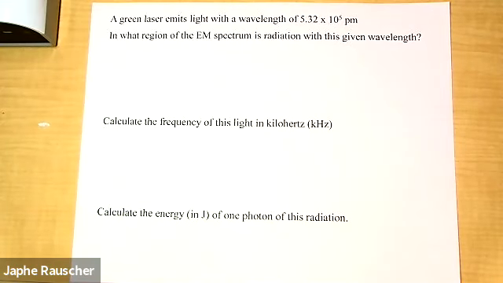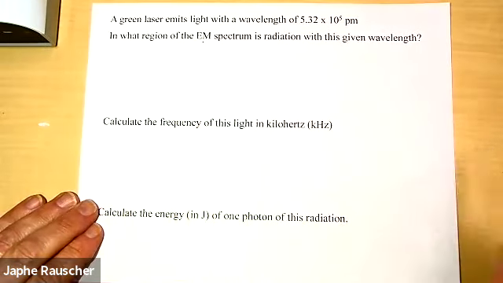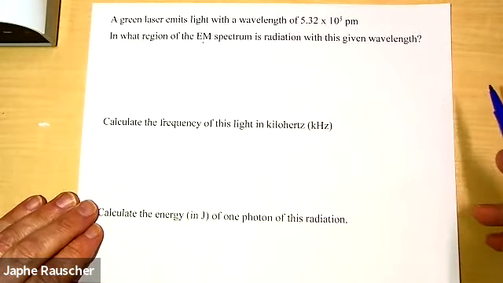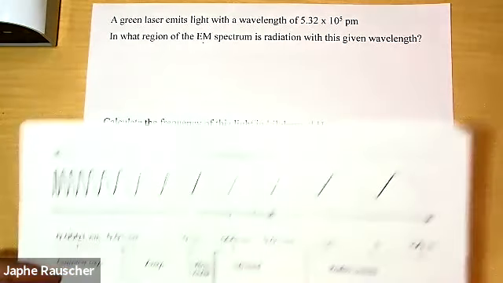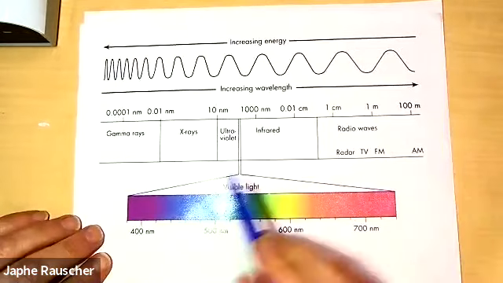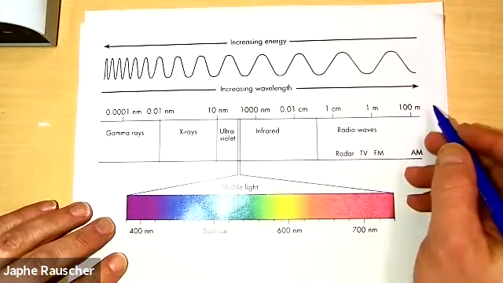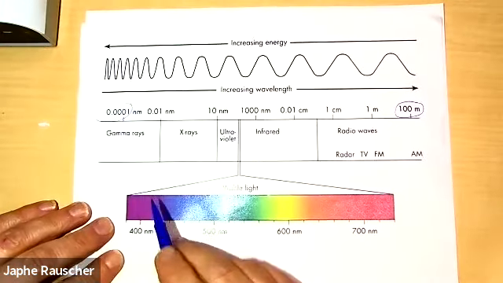Okay, a green laser emits light with a wavelength of 5.32 times 10 to the fifth picometers. In what region of the electromagnetic spectrum is the radiation with this given wavelength? All right, so what we're trying to figure out here is where in the electromagnetic spectrum is this green laser light. Well, we can look at the electromagnetic spectrum and we can see that the larger wavelengths are over here to the right and the smaller ones over here to the left.